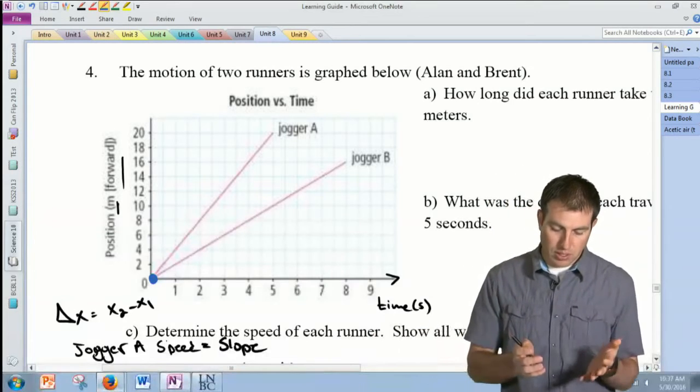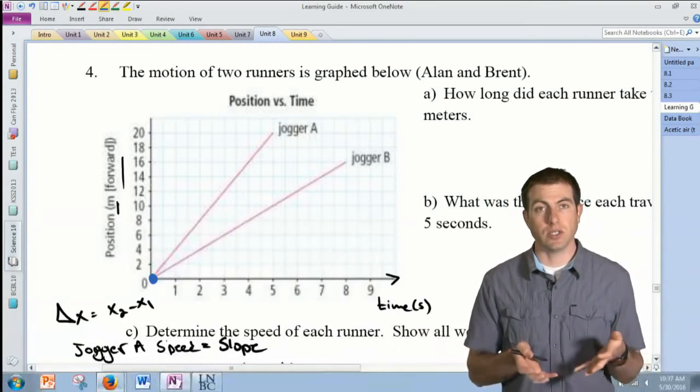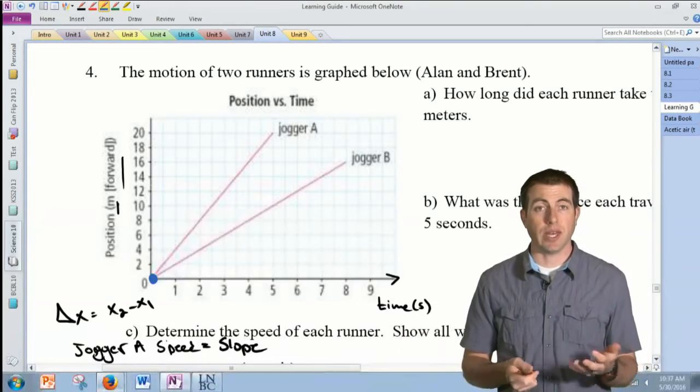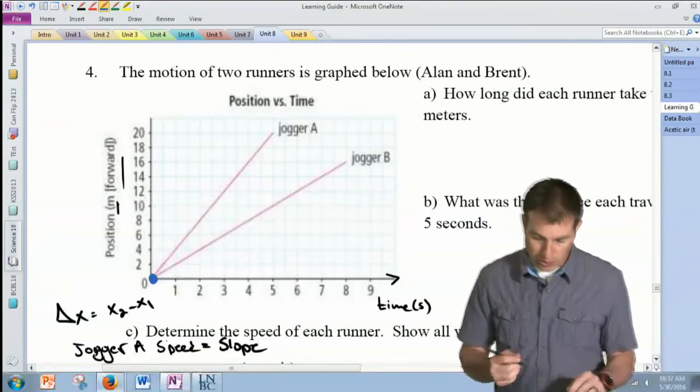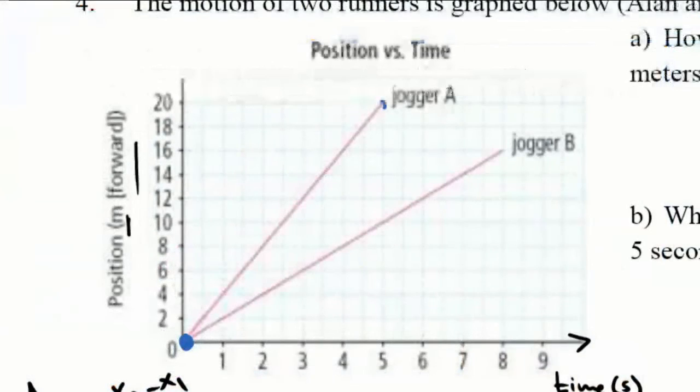So if you can ever pick a point that goes through the 0, 0, then do that. It'll make your life a lot easier in terms of calculations. And then I'll do this one up here. Those look like 2 good points. They're both on the line.